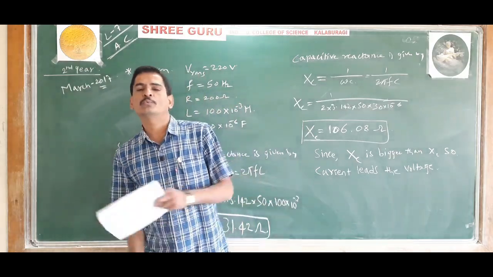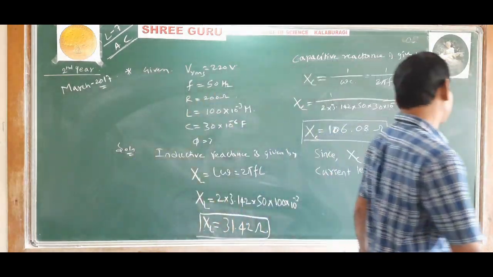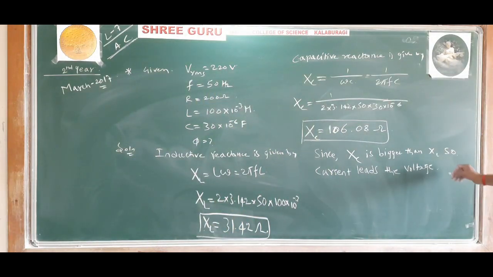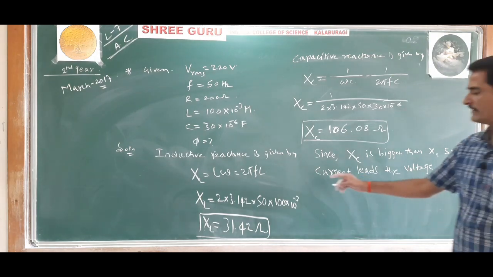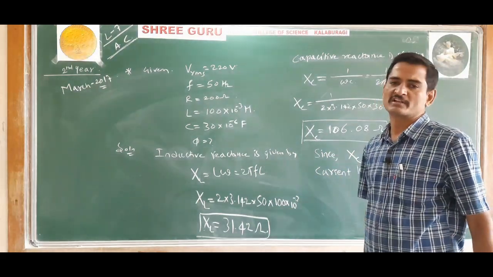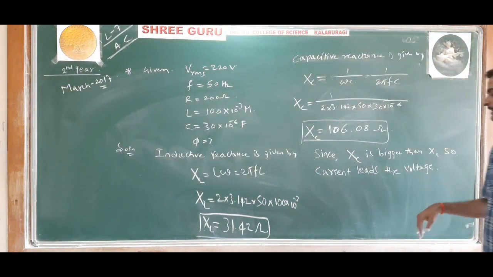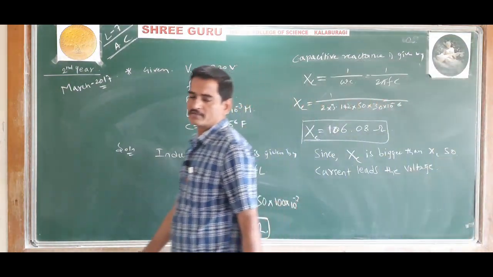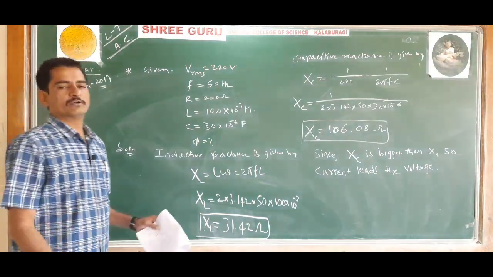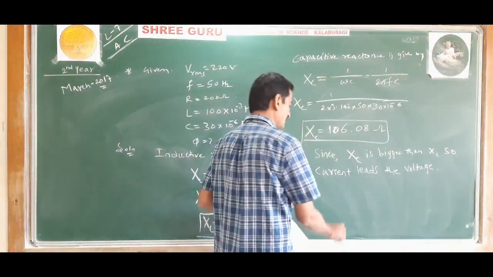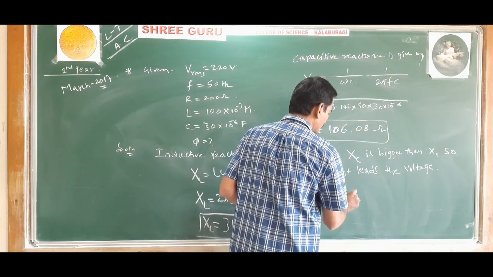So that is whether it leads or lags, that is decided. Current leads the voltage. If XC is smaller and XL is larger, then current lags the voltage. Understood? And now we have to find out by what angle. You can calculate that by using tan phi.